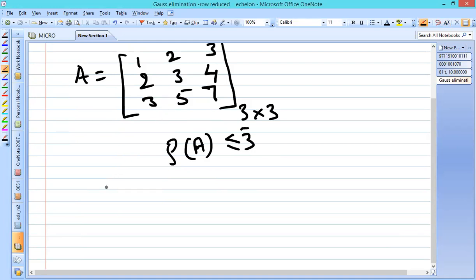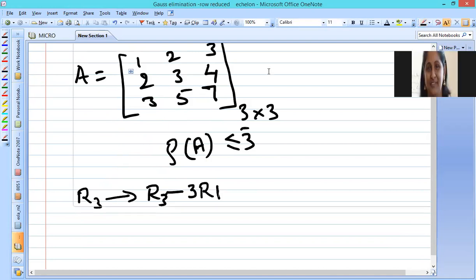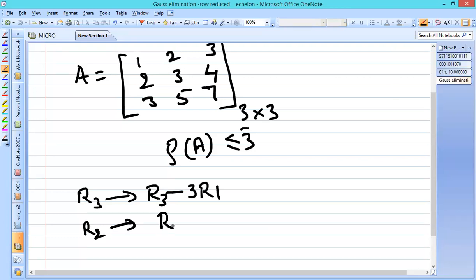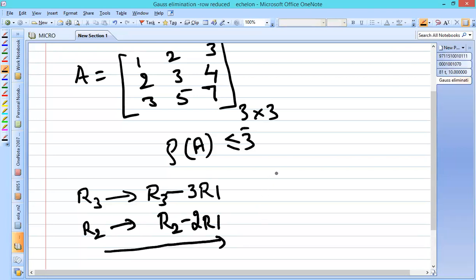What we can do is perform R3 replaced by R3 minus 3R1. You can see you'll get the first element as 0. You also have to observe the elements of the given matrix carefully, and I'll also perform R2 replaced by R2 minus 2R1. With these operations, tell me the elements of the matrix A. The first row elements remain the same, they will not change.